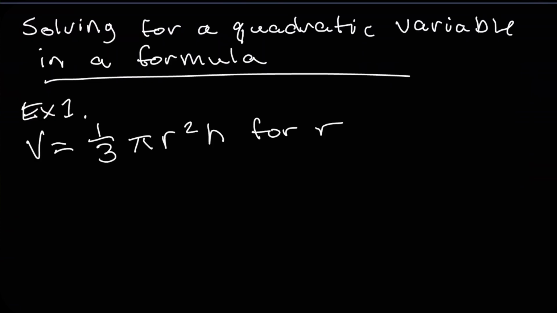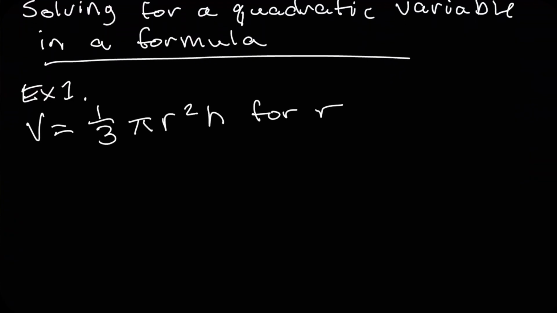In our case, we want to try to solve for r, and our equation of v is equal to 1/3 pi r squared h. So let's see if we can go ahead and try to solve for r. So we want to try to isolate r here. Let's see what we can do first.